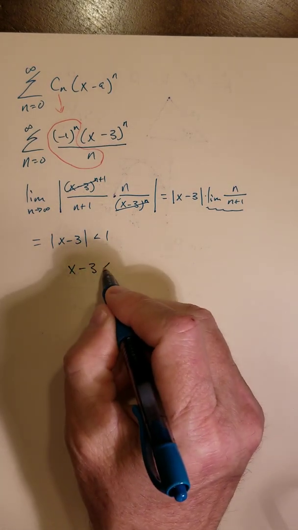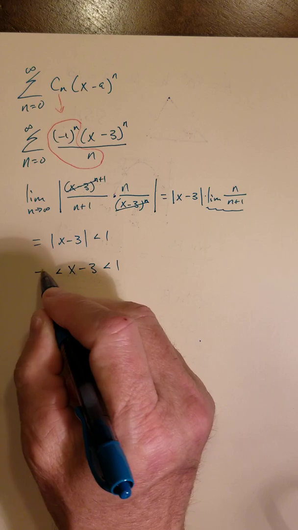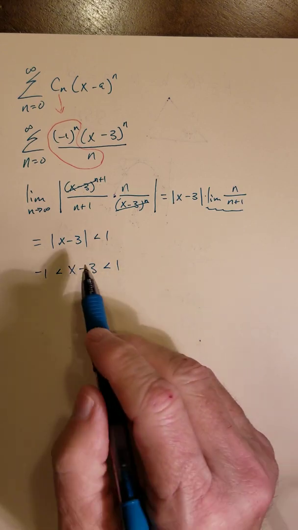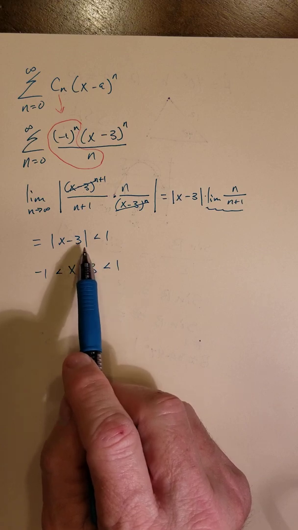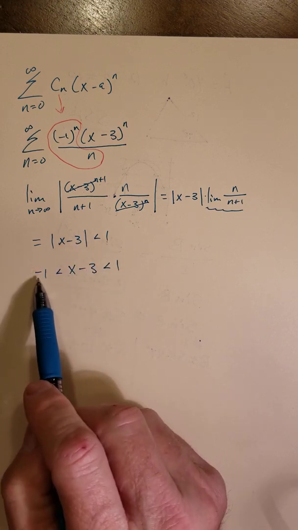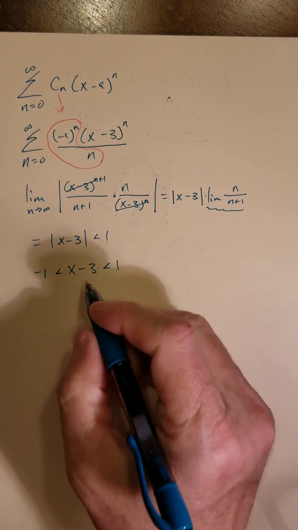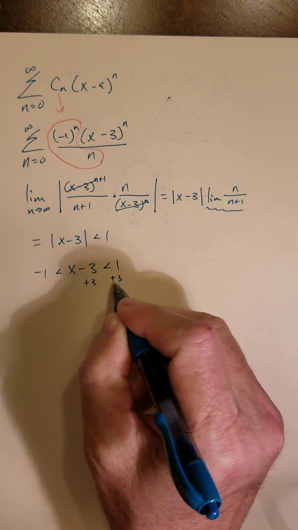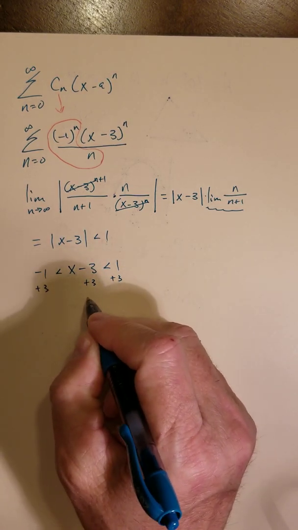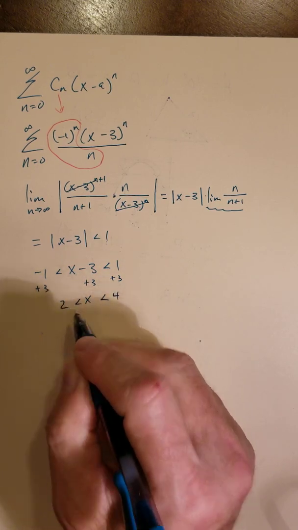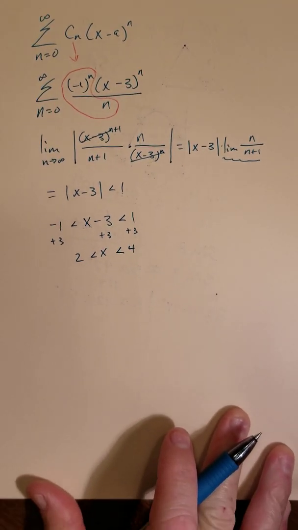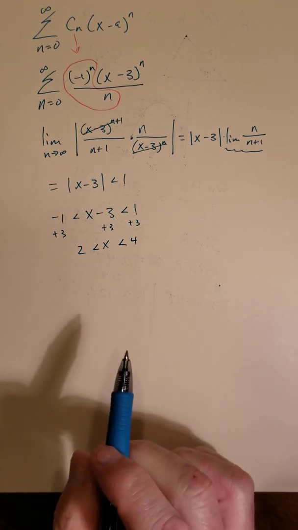So we'll have x minus 3 is less than 1 and greater than -1. Just recall that that's how you solve absolute value inequalities, you have it less than the one and greater than the negative of it. So I can add 3 to both sides, and I get x has to be less than 4 and greater than 2.